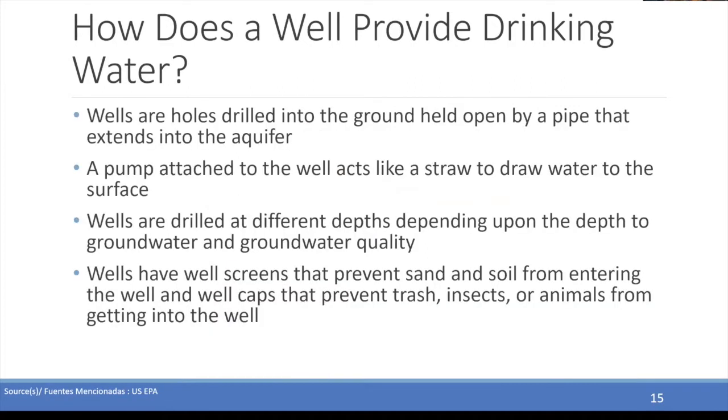I'm now on slide 15. How does a well provide drinking water? So essentially, a well is a hole that's drilled into the ground and it's held open by a pipe, as I just described in the well casing. A pump that's attached to the well acts a lot like a straw to draw water to the surface. Wells are also drilled at different depths depending on how deep the aquifer is.